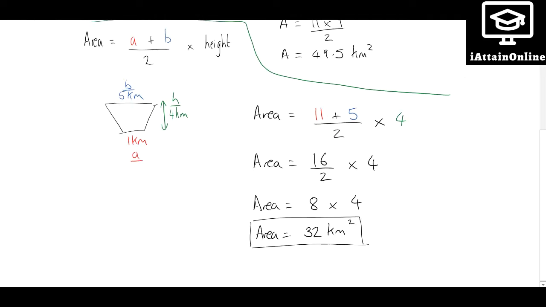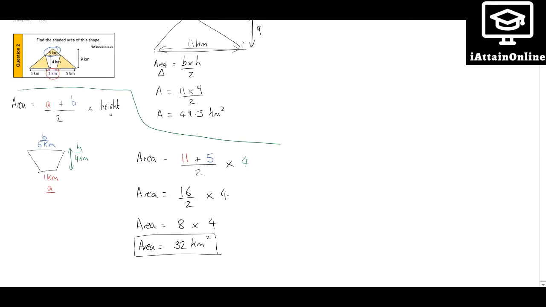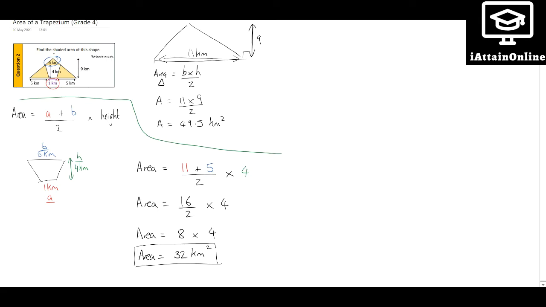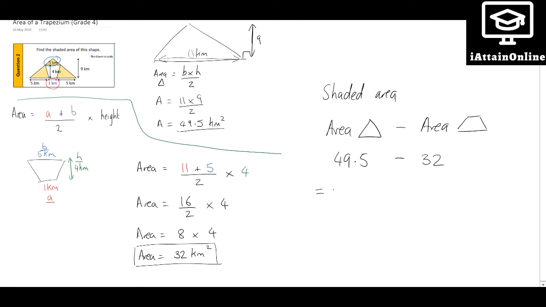Because remember, if I zoom out a bit so we can see everything, to find the shaded area, we want to do the area of the triangle, and we're going to take away, in this case, the area of the trapezium. So the area of the triangle we worked out was 49.5, and we're going to take away that 32. So 49.5, take away 32, is 17.5. Remember units, kilometers squared. That's it. So we've now found the shaded area of that shape.